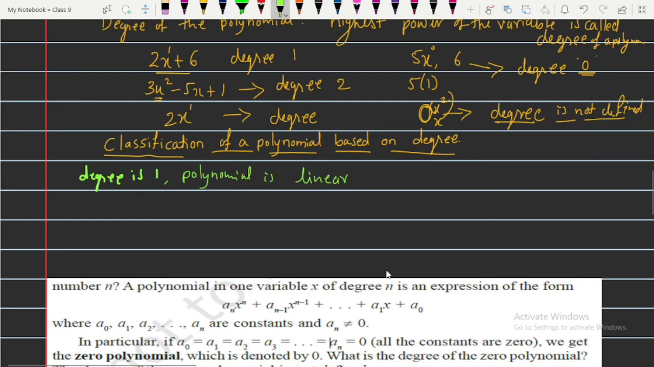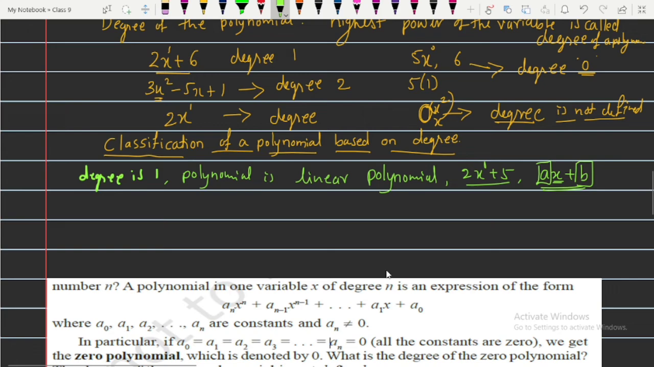So already you know in 8th standard, linear equation in one variable. Linear means 1, that is why the polynomial is called a linear polynomial if its degree is 1. For example, 2x plus 5 is a linear polynomial, because its degree is 1. The standard form of a linear polynomial is ax plus b, where a and b are numbers and x is a variable.